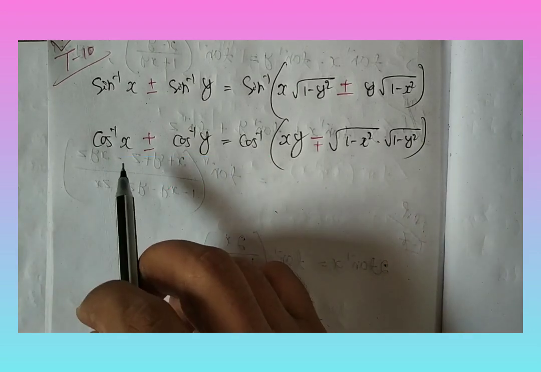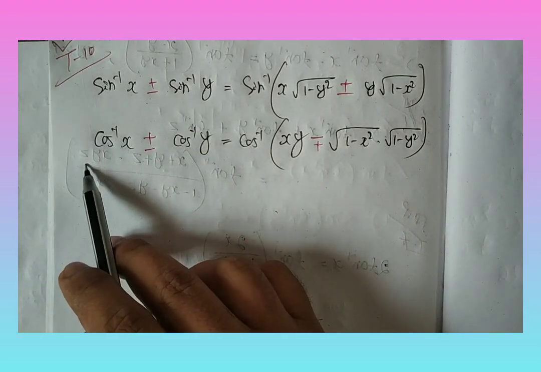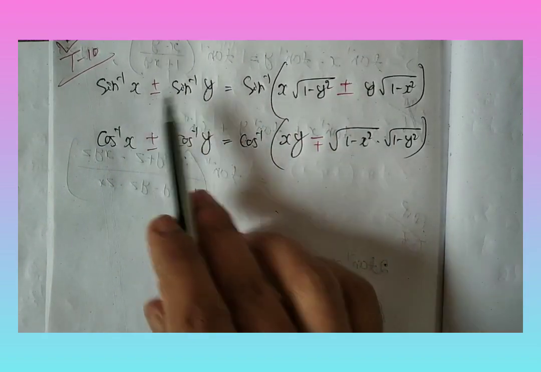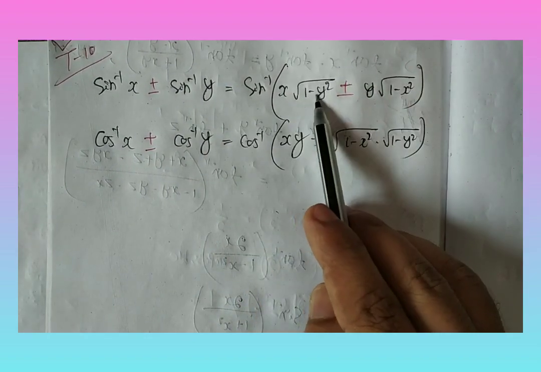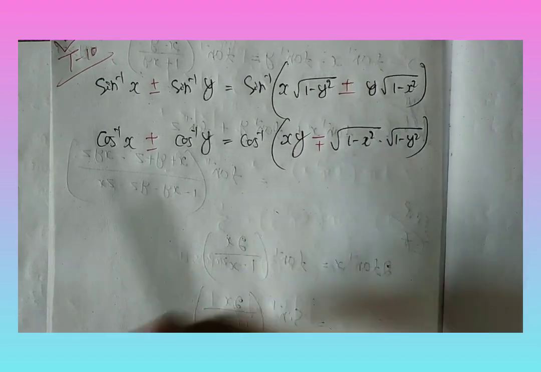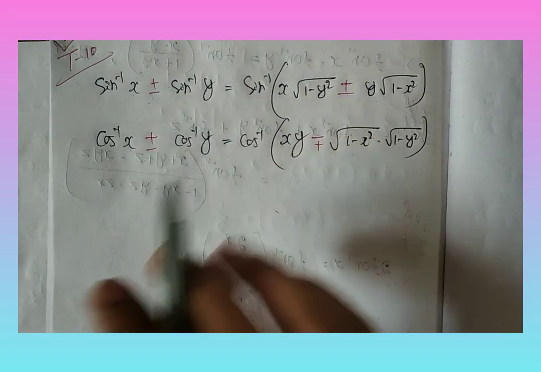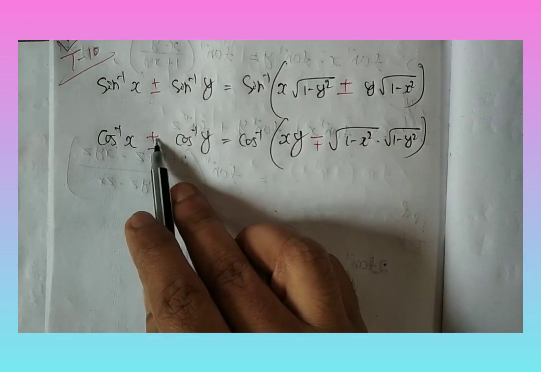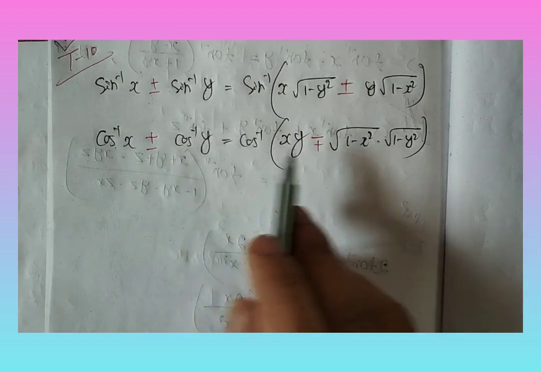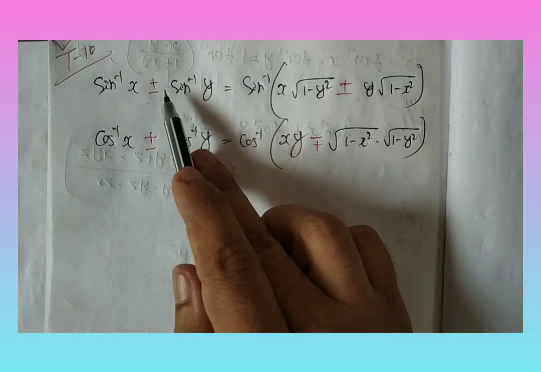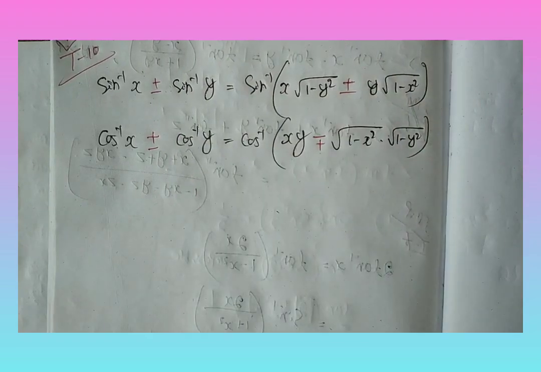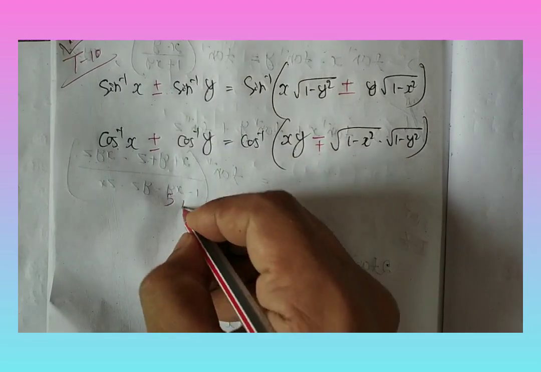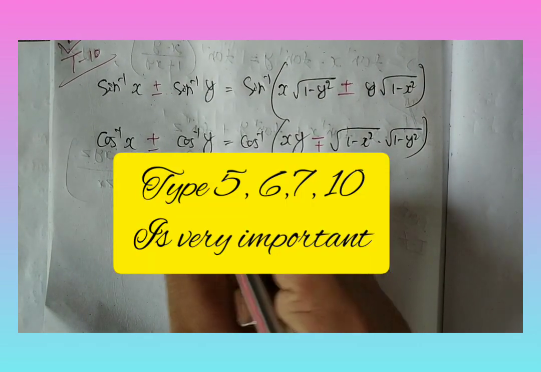We have already discussed tan inverse x plus tan inverse y. Now we will discuss sin inverse x plus sin inverse y. If it is plus, it is plus. If it is minus, it is minus. Sin inverse x times root over 1 minus y square plus y times root over 1 minus x square. This is also very important. Cos inverse x plus cos inverse y equals cos inverse xy. If it is plus, we have to put a minus sign. If it is minus, we have to put a plus sign. Alternate symbol. But in case of sine, the symbol is the same. Only type 5, 6, 7 and 10 are important.